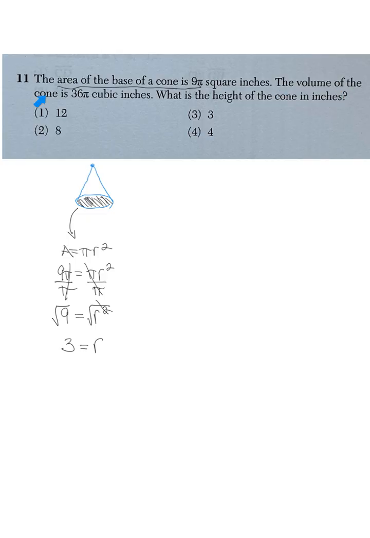The volume of the cone is 36 pi. So we need to know the volume formula. Okay, all right, so the volume is 1/3, and you'll get this on your sheet, 1/3 pi r squared h. Okay, all right, we want to know what is the height of the cone. Now they give us the volume right here in the second sentence. They tell us it's 36 pi. So I'm throwing that in right here.